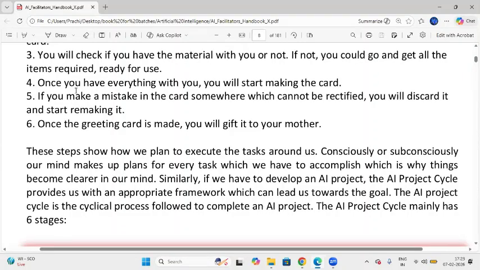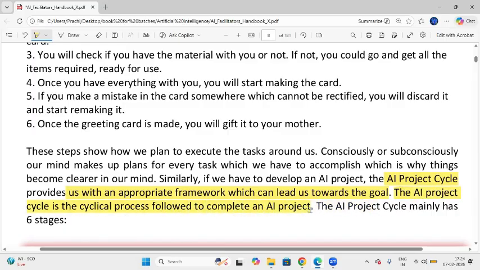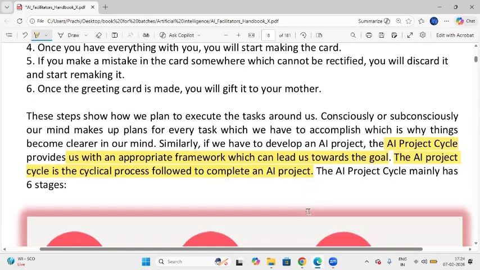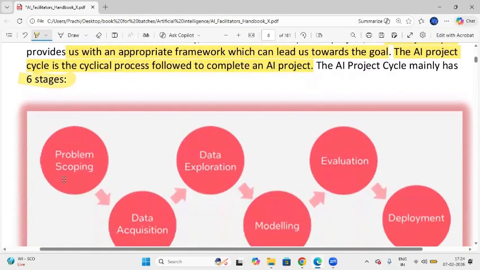We are starting with a small revision of the Unit 1 AI project cycle of CBSE class 10th. When we are learning about the project cycle, the concept of project cycle is a framework that will be helping us to reach the goal that we are going to solve a problem using the AI skills. It is a cyclic process which will be followed to complete an entire AI project, and it consists of a total of 6 stages, namely problem scoping, data acquisition, exploration, modeling, evaluation, and deployment.